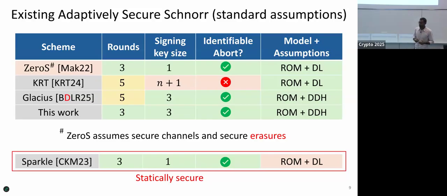So in this paper, we try to close this gap. We give a 3-round protocol that is adaptively secure and only assumes DDH in the random oracle model. So that's the main result. And we'll see how we get to this result at a high level.